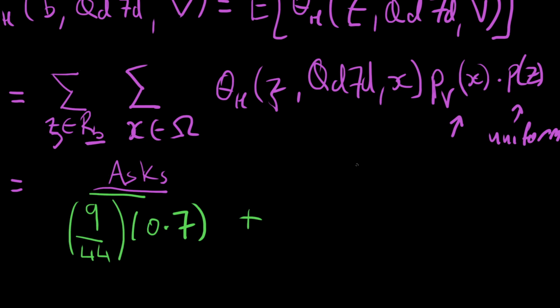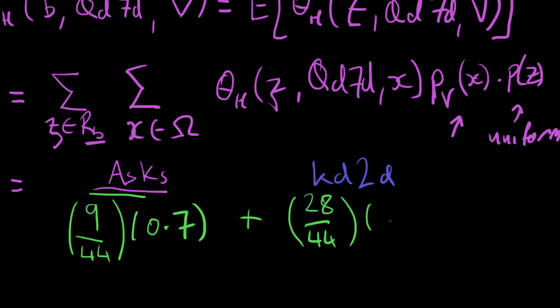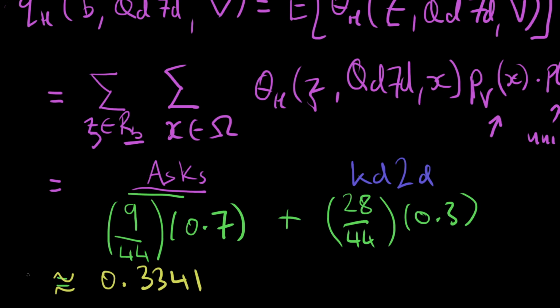And when they've got the king of diamonds, 2 of diamonds, hero is actually going to win 28 out of the 44 different river cards. But because of their range, how that's distributed, that only occurs 30% of the time, 0.3. So we put all these together and we calculate it, and we get a number approximately equal to 0.3341. So our equity for hero is approximately equal to 0.3341.